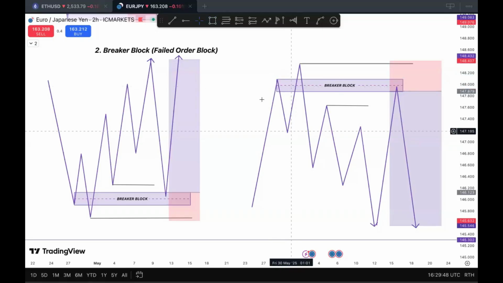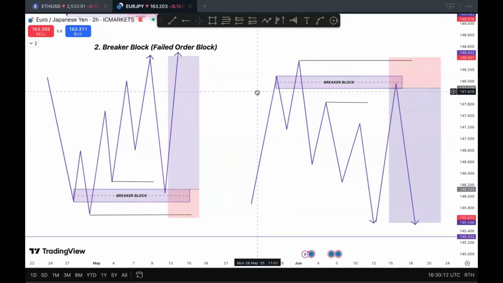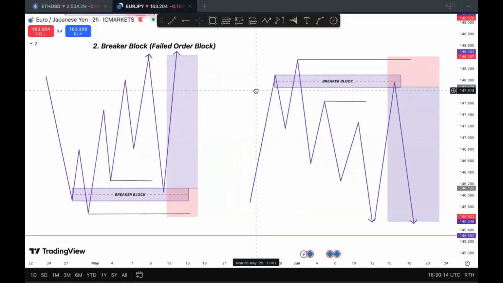And sometimes you may not see an order block. What you're going to see is just a long wick, sometimes a very long wick. At this point, use the body of the wick as your entry. That's your breaker block. That's your entry zone, your breaker block.